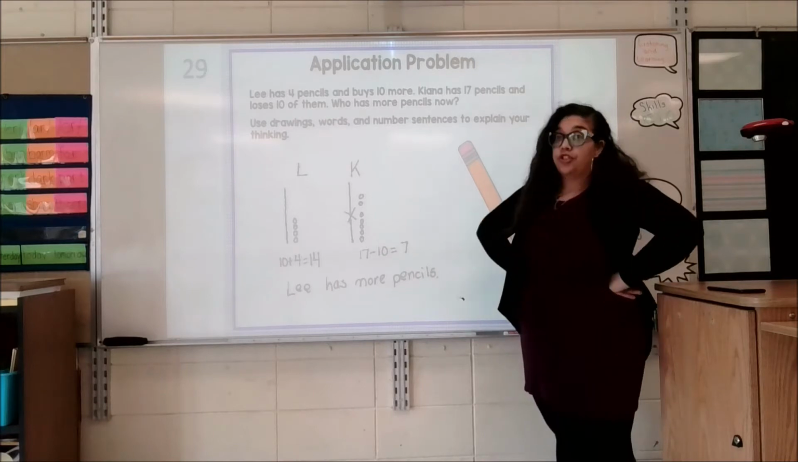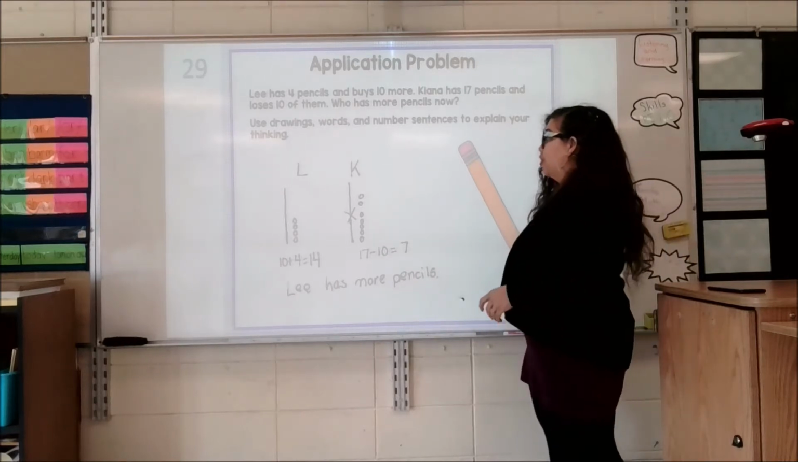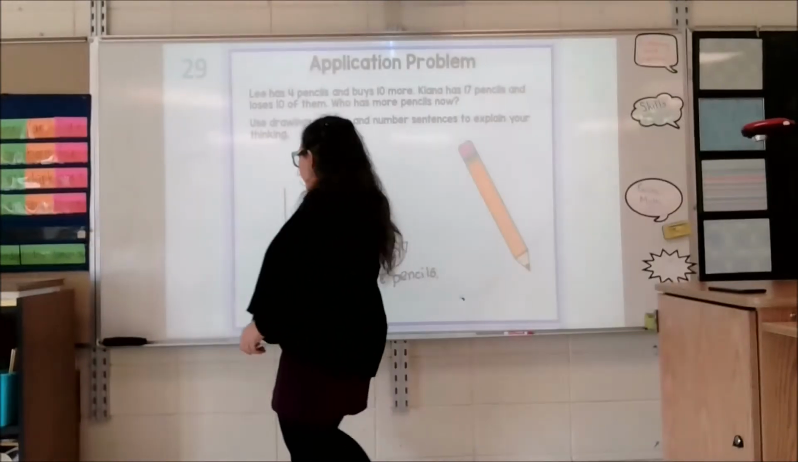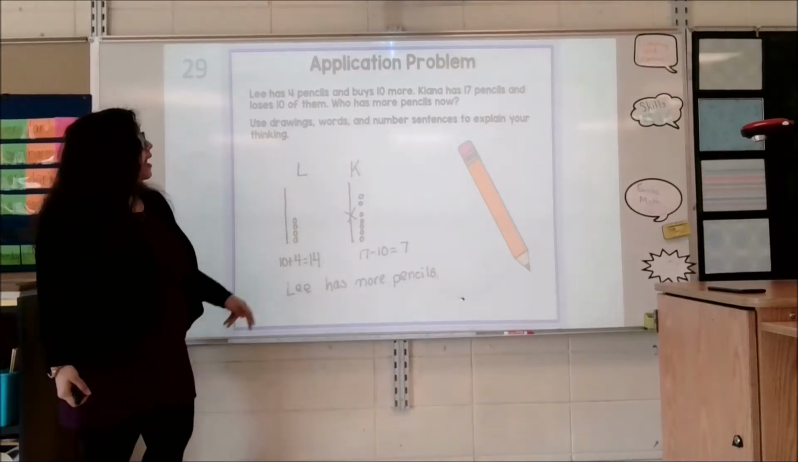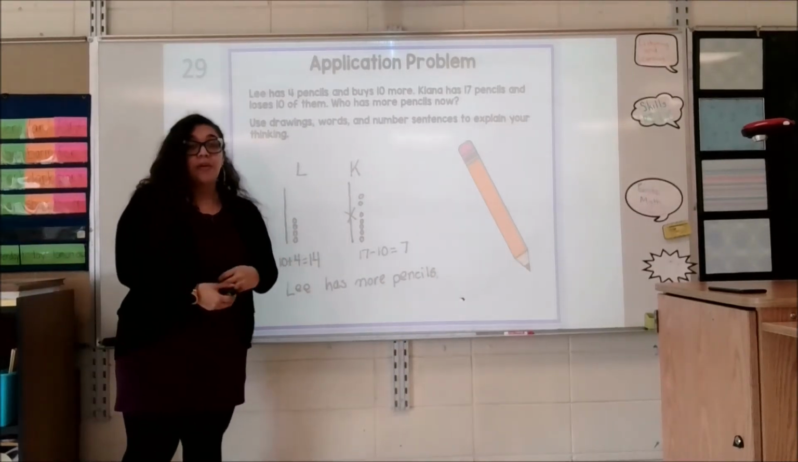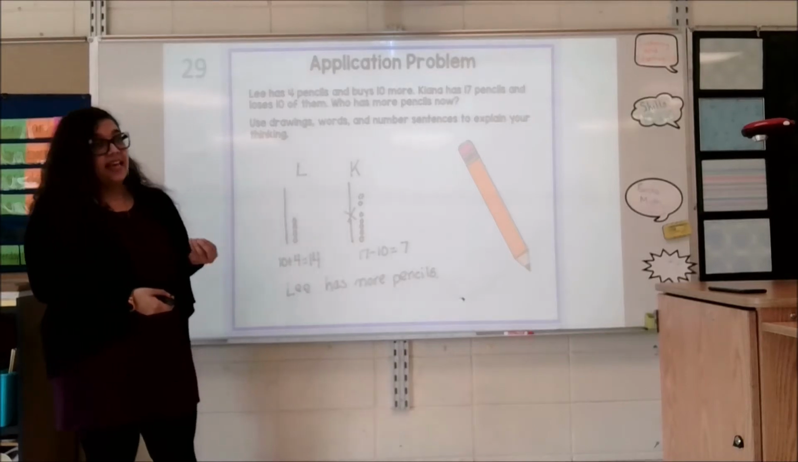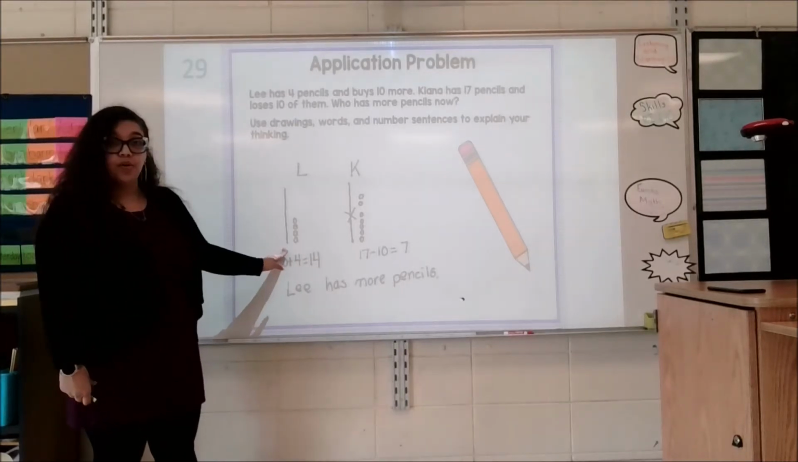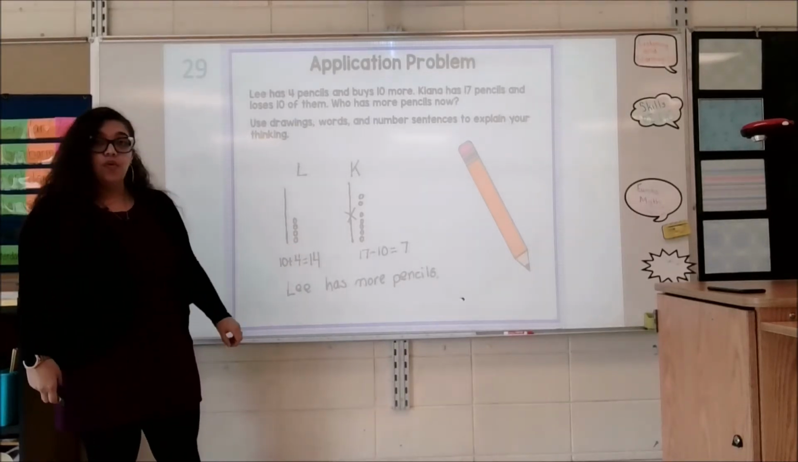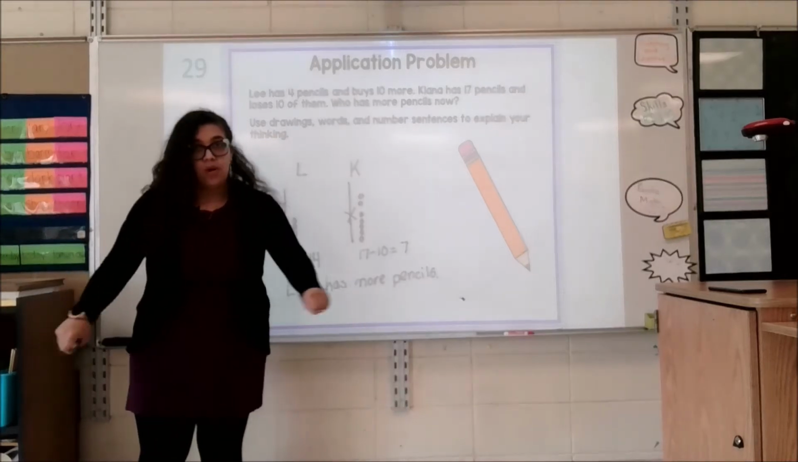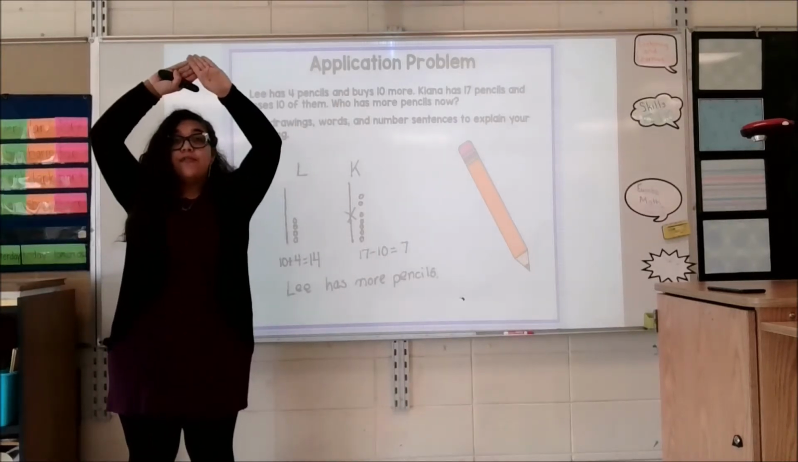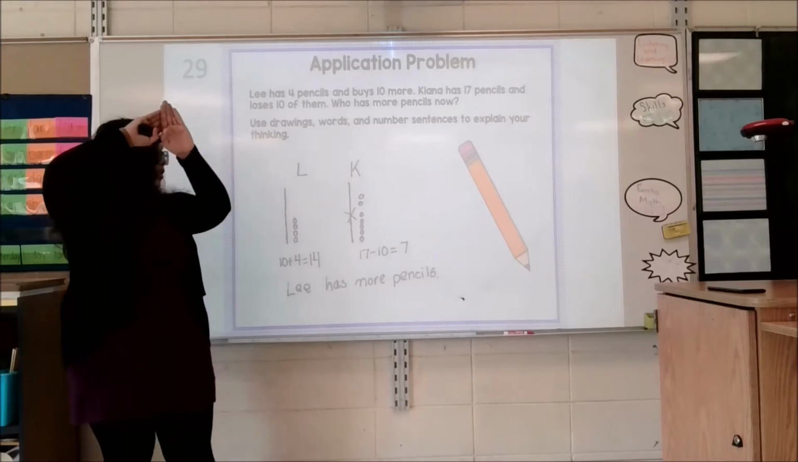Okay, so these pictures using quick 10 strategies show Lee. We saw that he had 4 pencils and he buys 10 more. So if he buys 10 more, he's gaining pencils. So we're going to draw to show a group of 10 in addition to the 4. So a group of 10 and 4 ones is 14. So Lee has 14 pencils.